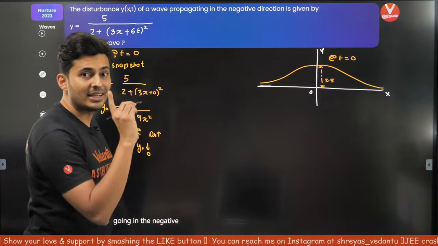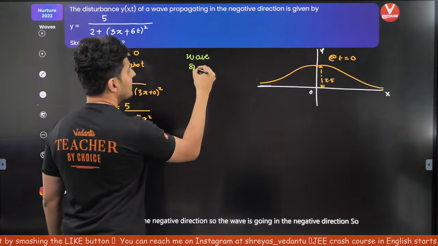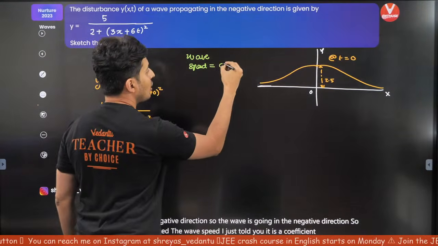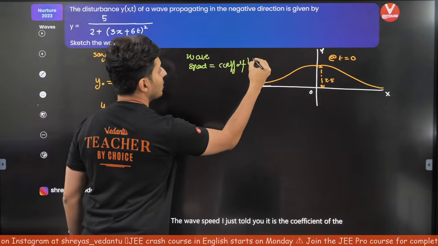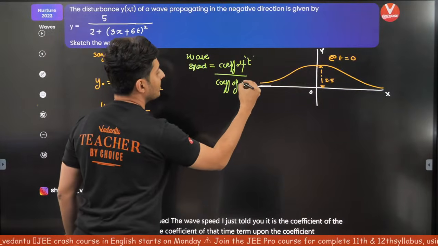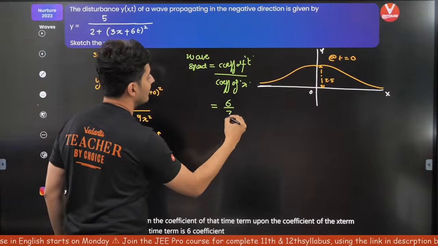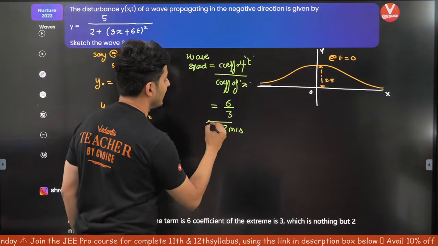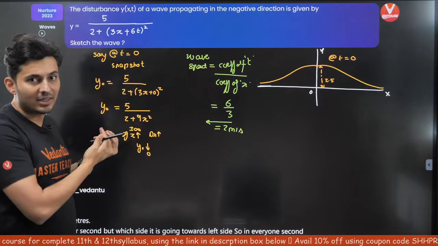So first of all, what is the wave speed? The wave speed, I just told you, is the coefficient of the time term upon the coefficient of the x term. Here the coefficient of the time term is 6, the coefficient of the x term is 3, which is nothing but 2 meters per second. But which side? It is going towards the left side. So in every 1 second, it goes 2 meters towards the left.